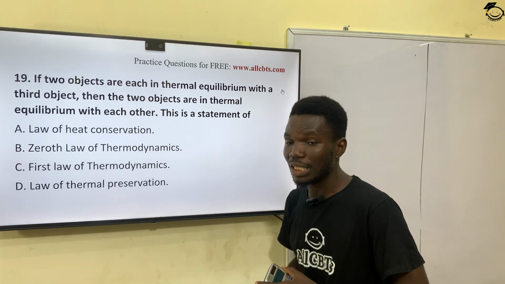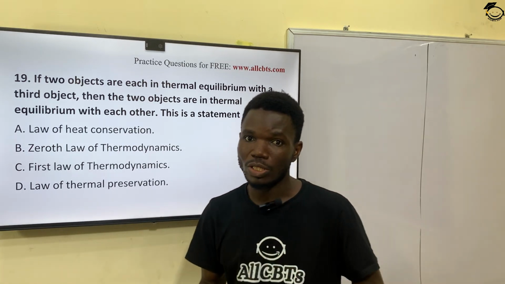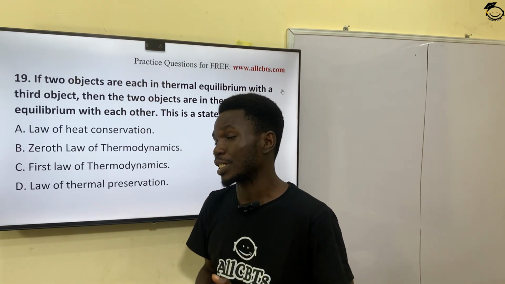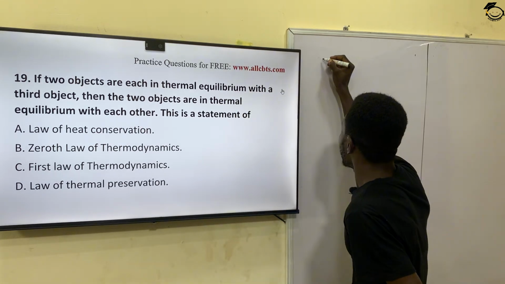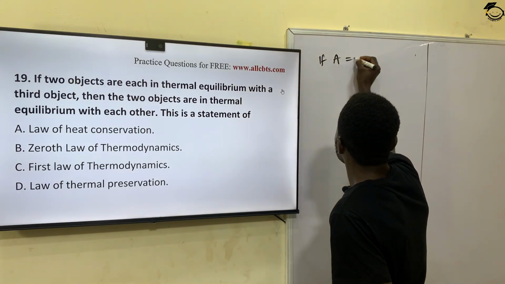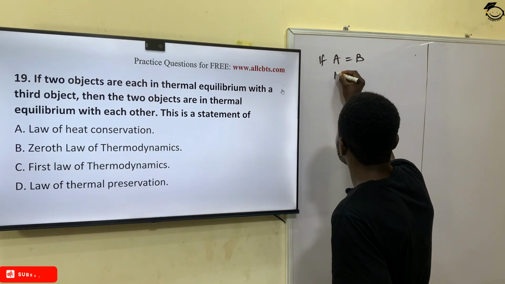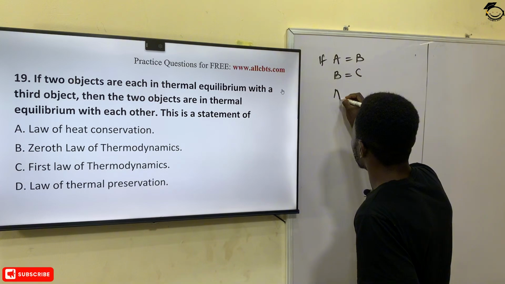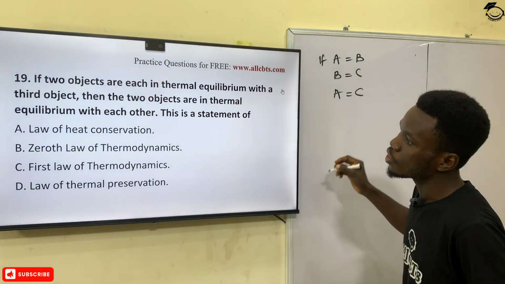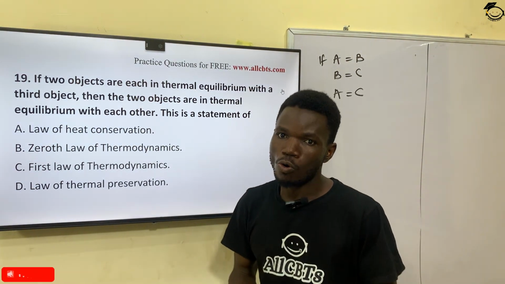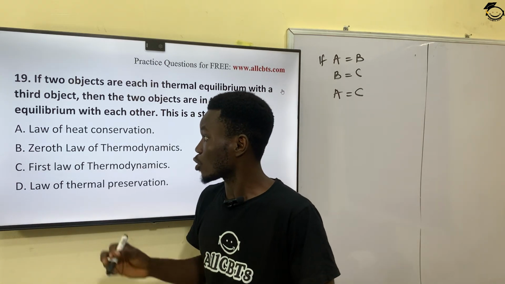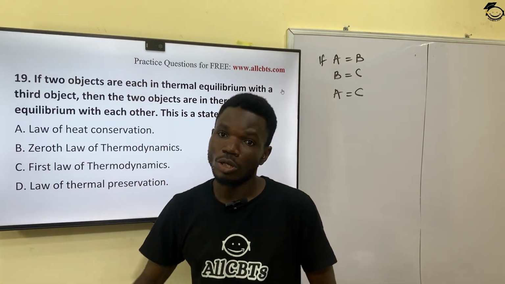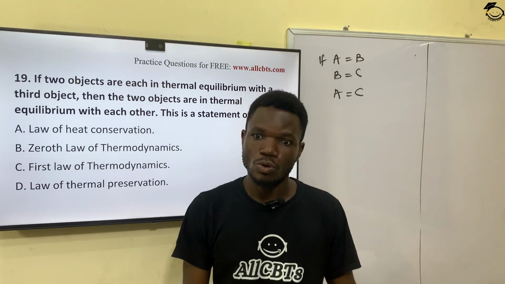Now, this statement is based on the Zeroth law of thermodynamics, where it says that if A is equal to B and B is equal to C in equilibrium, this means that A is equal to C. This is the Zeroth law of thermodynamics. So the correct answer to this question is option B, which is the Zeroth law of thermodynamics.